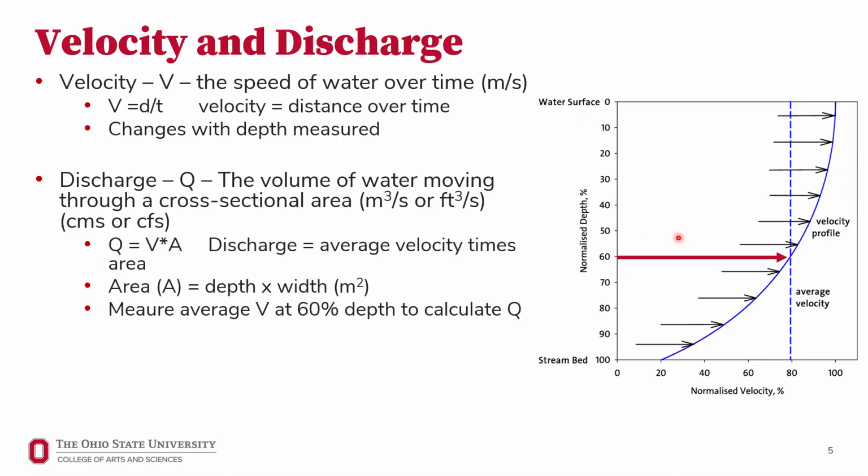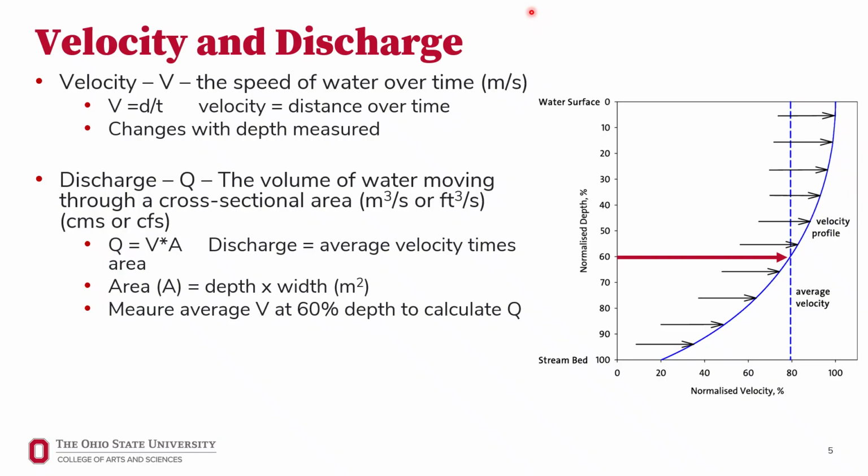The average velocity is measured at 60% of the stream depth, shown by this red arrow. When we're calculating discharge, you want to use the average velocity, which is why in lab we'll be measuring the velocity at 60% depth. Discharge is calculated as the average velocity times the area.